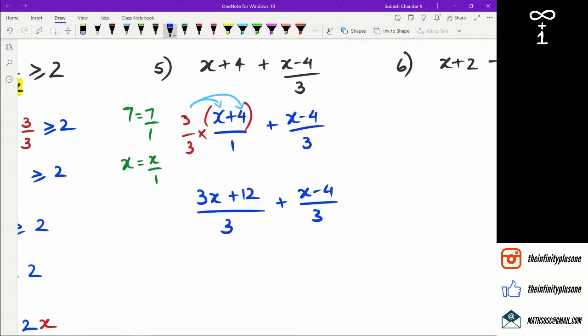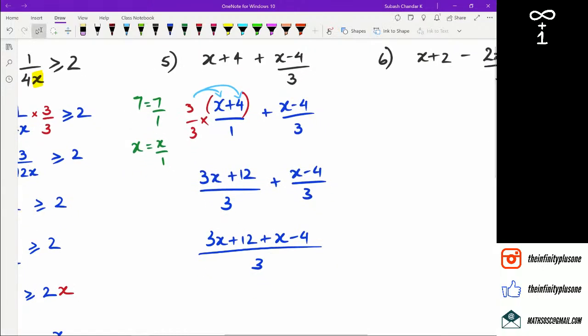Combining it together, we've got 3x plus 12 plus x minus 4, all of that over 3. So then pick off our like terms. We got 3x plus x, which is 4x. 12 minus 4 is 8. But Portugate, remember that it's actually over 3.